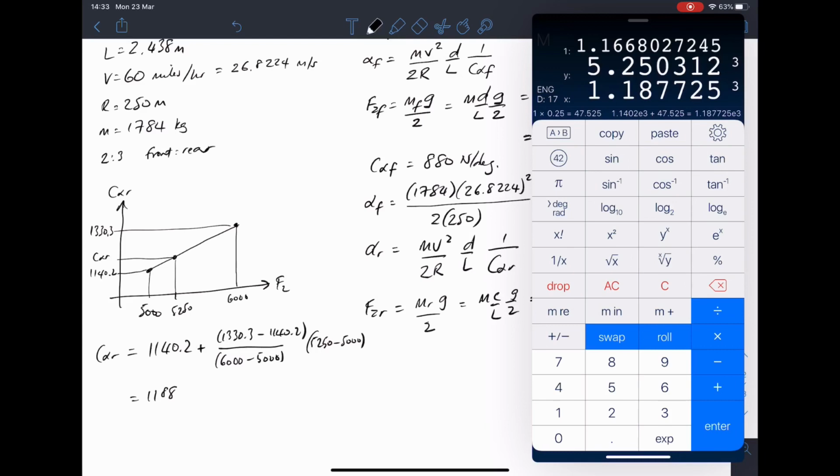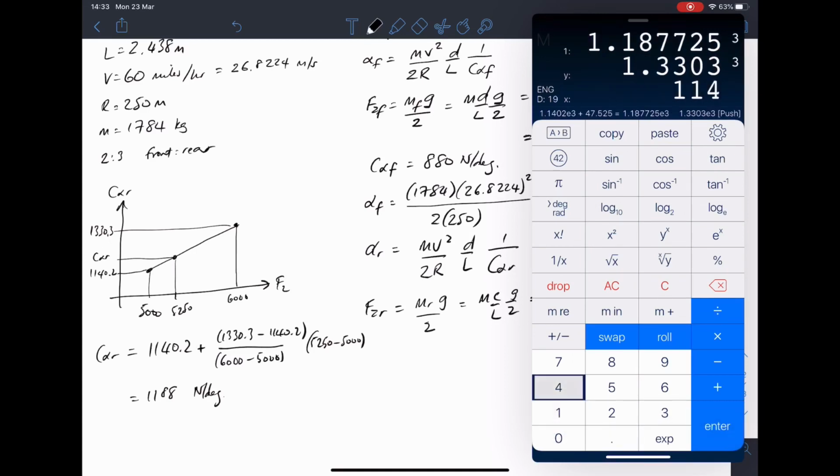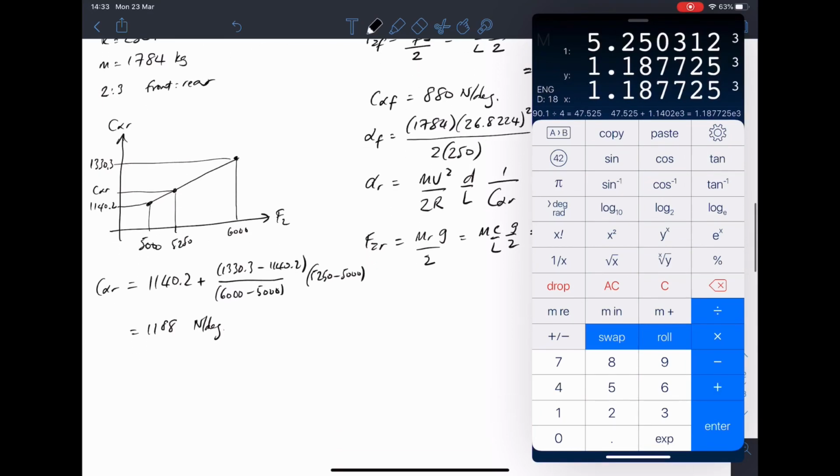1188 newtons per degree. Let's check that. 1330.3, 1140.2. So drop, and we subtract that, divided by 4, and then we add that to 1140.2. Plus, yes, okay, that's correct. So that's our C alpha R.